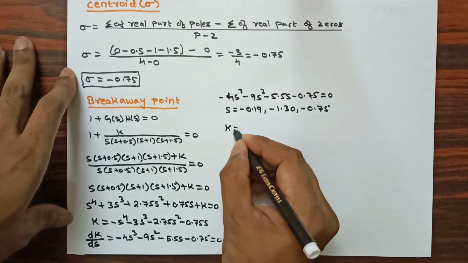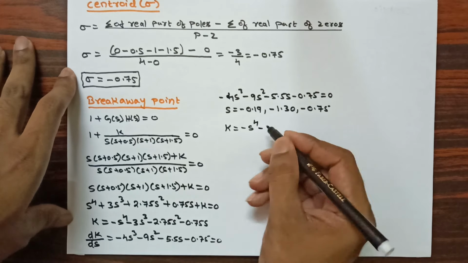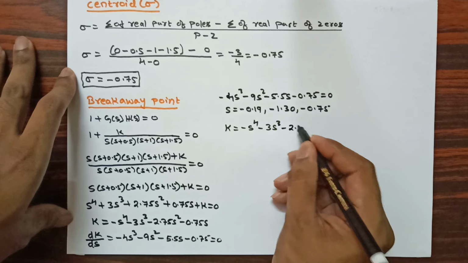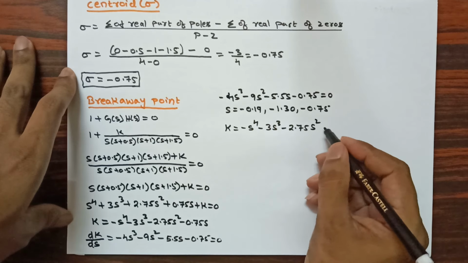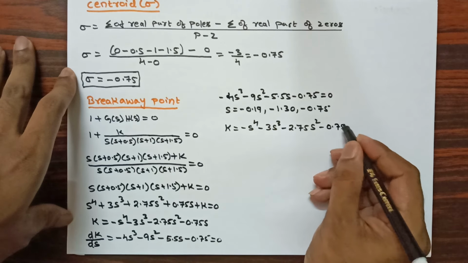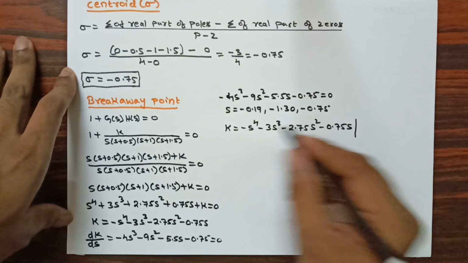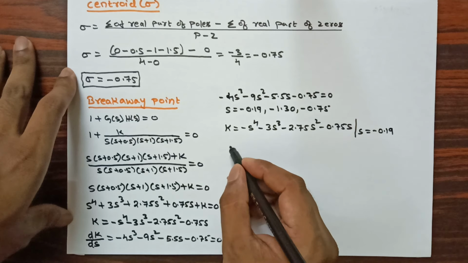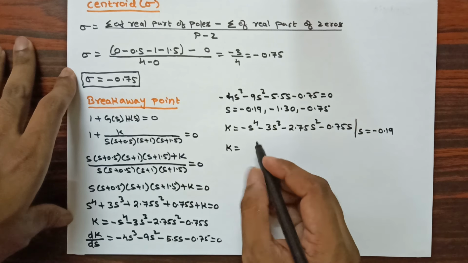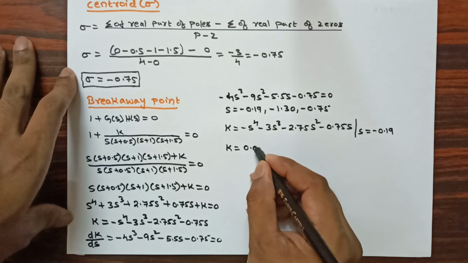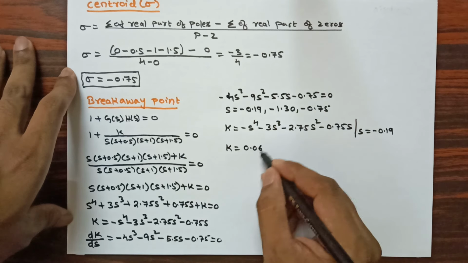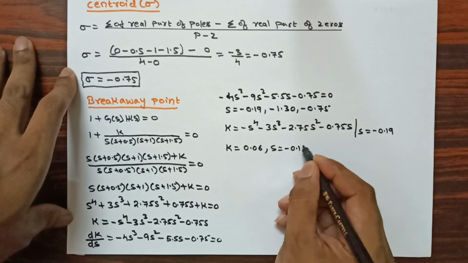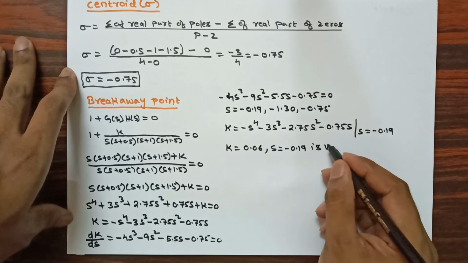So the k equation, k is equivalent to minus s to the power 4 minus 3s to the power 3 minus 2.75 s to the power 2 minus 0.75 s. First I am going to consider s is equal to minus 0.19. For this I am getting a k value equivalent to 0.06. So it is a positive value. Therefore s is equal to minus 0.19 is a valid breakaway point.